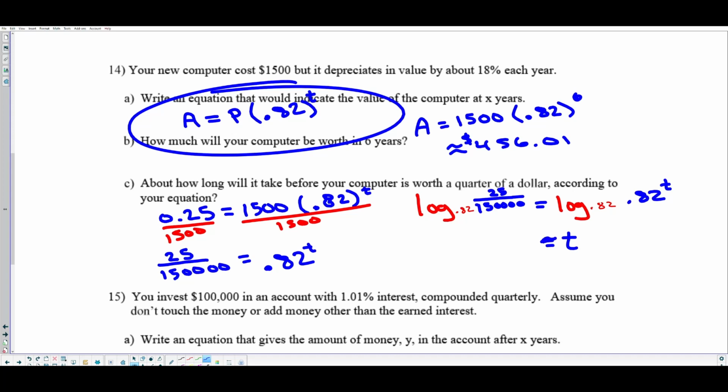approximately 43.8371, and this is measured in time, and it's asking about how long would it take. So we're going to go ahead and answer it with 43.8371 years.